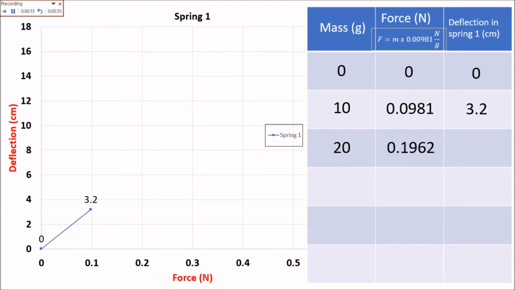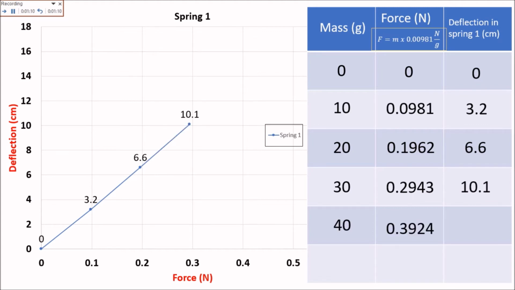Then, at 20 grams, we have 0.1962. The deflection is 6.6. At 30 grams, 0.2943 newtons, 10.1 centimeters. For 40 grams, we have 0.3924 newton and 13.4 centimeters. And at 50 grams, we have the force of 0.4905 newton and the deflection is 16.8 centimeters. So we will graph it.